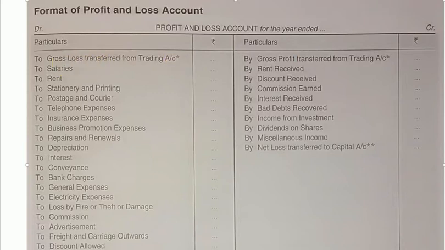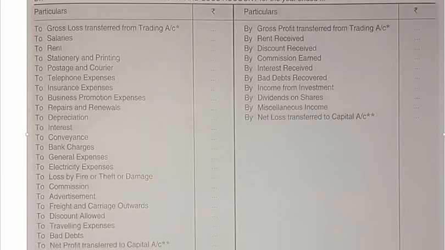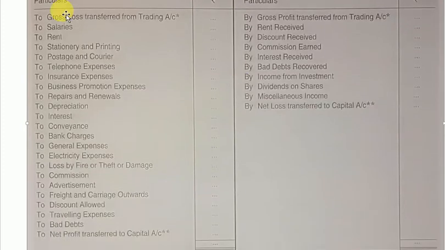Now let's proceed towards your debit side. Right now I've told you that all the expenses will be recorded in your debit side. So just see the things. Salaries are indirect expenses, so they will be recorded in the debit side of profit and loss account. Rent is also an indirect expense, so it will also be recorded in the debit side of profit and loss account. Printing and stationery, postage and courier, telephone expenses, insurance expenses, business promotion expenses. If there are any business promotion expenses incurred by an organization, these are also indirect expenses, because they relate to selling and distribution expenses.